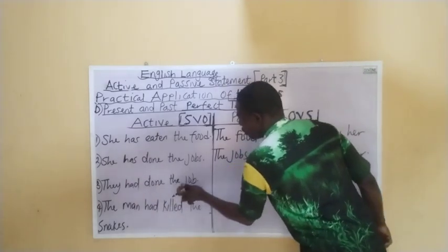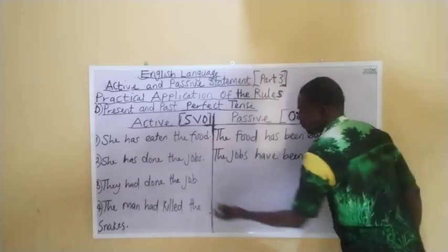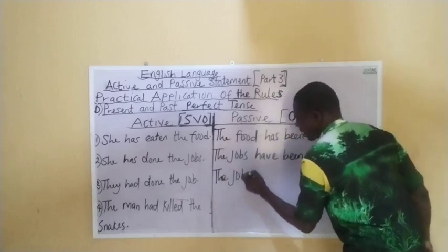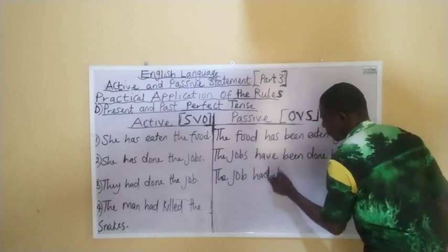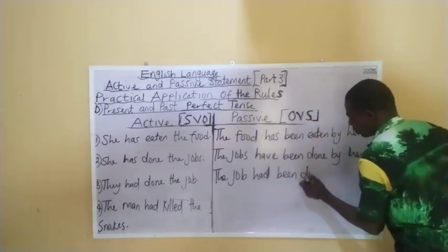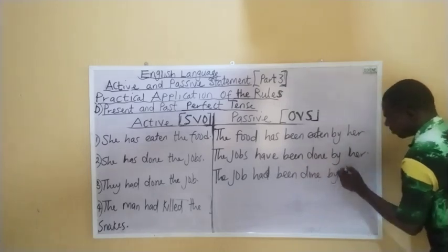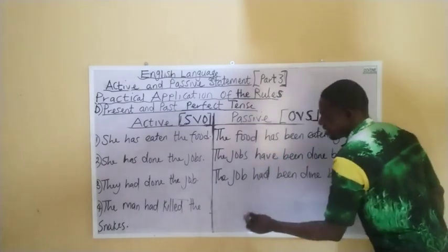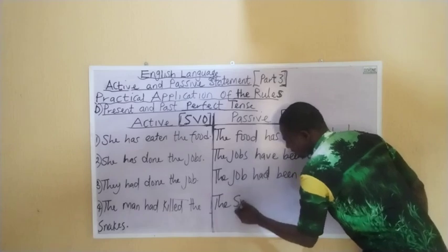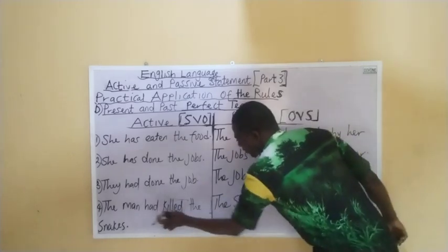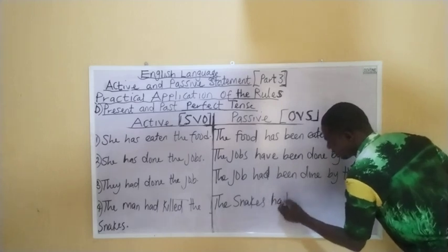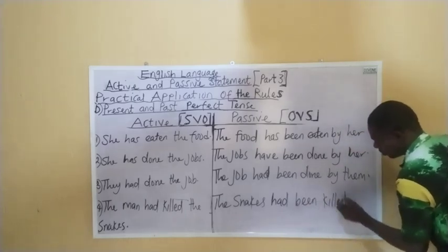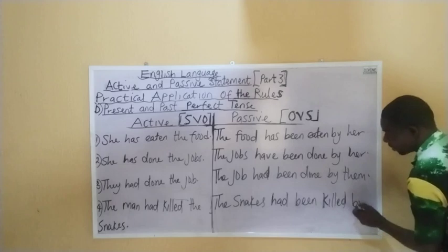They had done the job. Had done, past perfect. The job, we start with the object. The job had been done by them. The man had killed the snakes. The snakes, past perfect, so we use past, had been killed by the man.